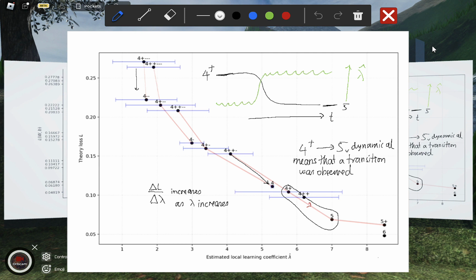It's allowed. But like in chemistry, not every reaction that is allowed actually happens. And in this case, we don't understand it, but it seems that the transitions sort of annihilate a plus and a minus. Okay. So 4 plus plus minus can go to 4 plus, but it can't go to 4.